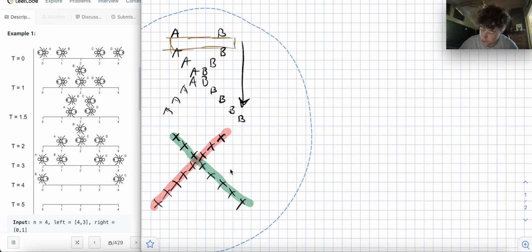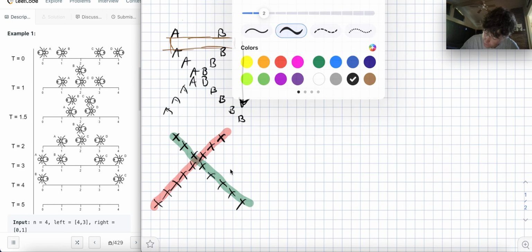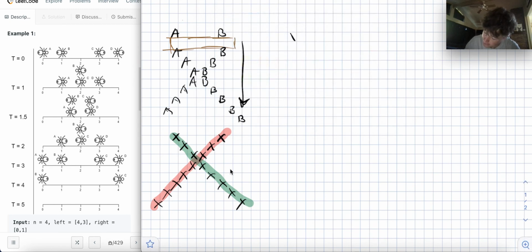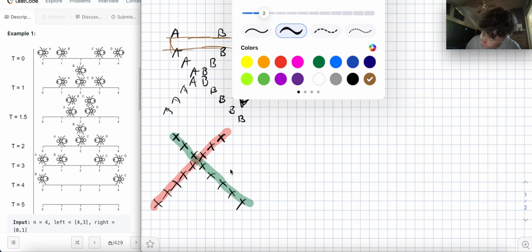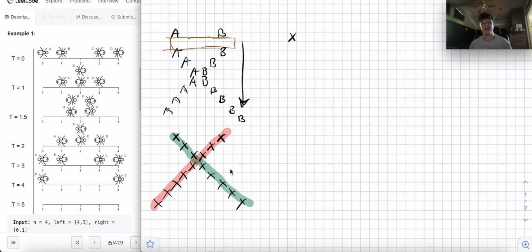So the point I'm trying to make, right? If you have this ant X and you have a board or a plank like such, either X is going to go through the whole system until X falls off the board, right?